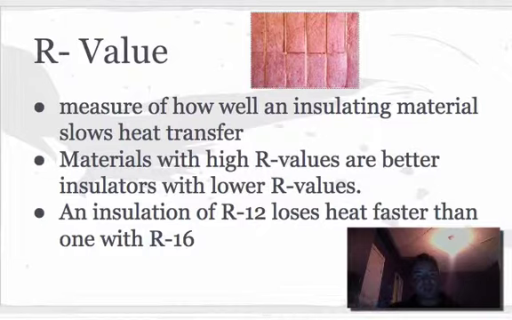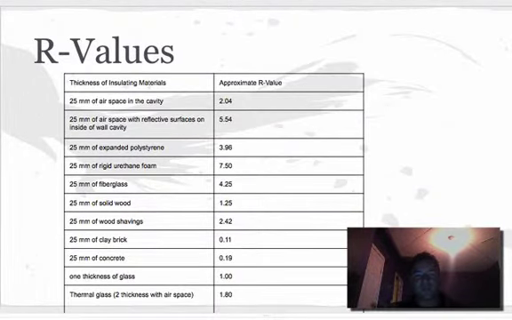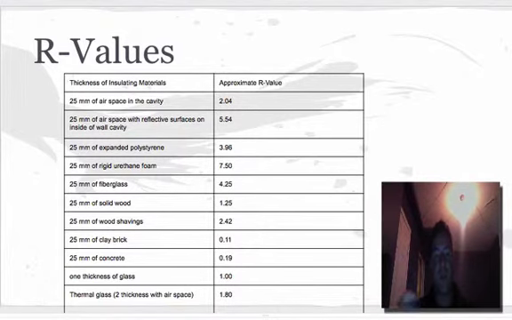So just knowing that the higher the R value, the greater the insulation, the slower the heat transfer. Therefore it's going to hold heat in in the winter, and in the summer it's going to slow heat from transferring through to your house, and it's going to keep your house cooler. So here are some materials that you can look at in this data table that are going to be helpful when doing the post assessment.